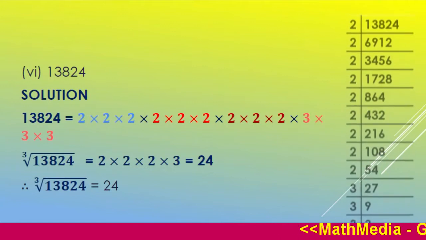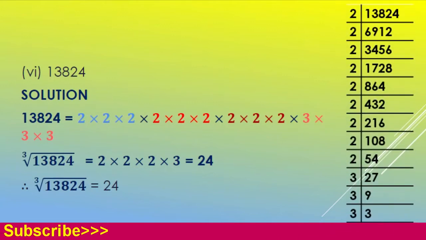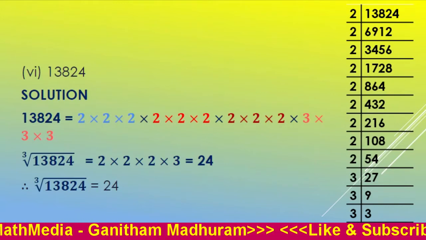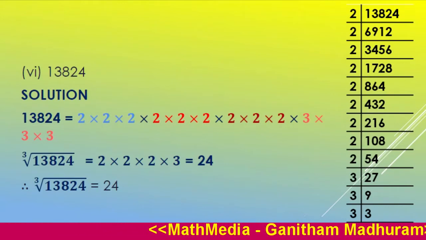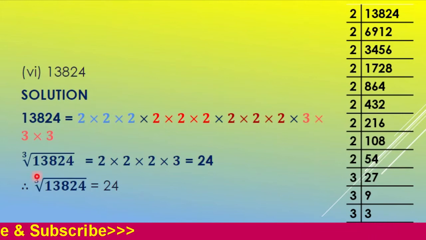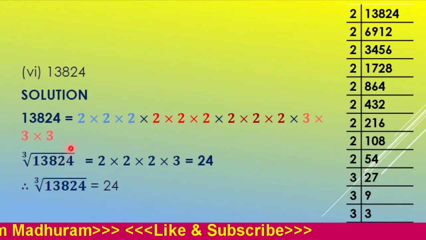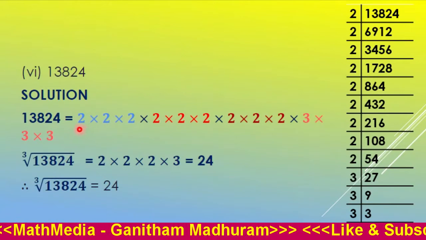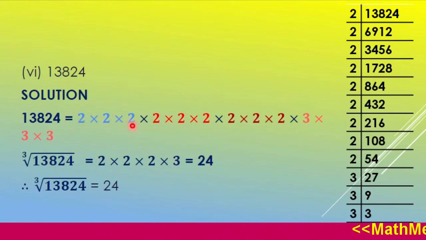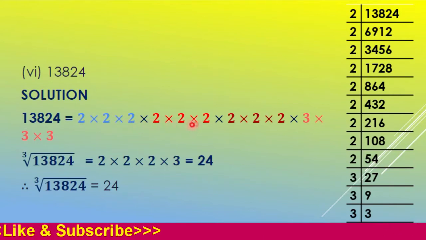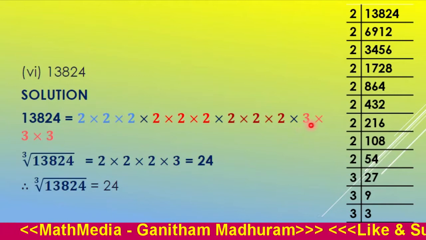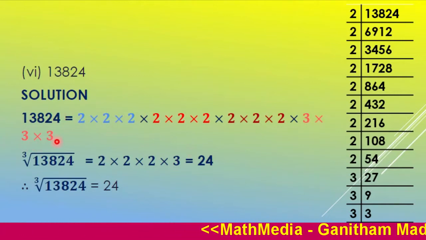Next is 13,824. Do the prime factorization carefully. Then we get the prime factors as nine 2's multiplied by three 3's. Next step, we can make a group of 3. One group of 3, second group of 3, third group of 3, and I am getting a fourth group of 3.